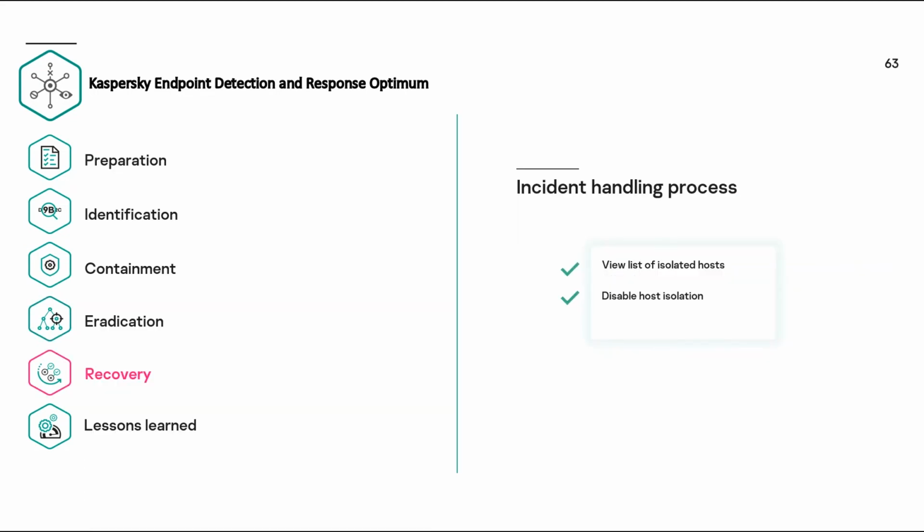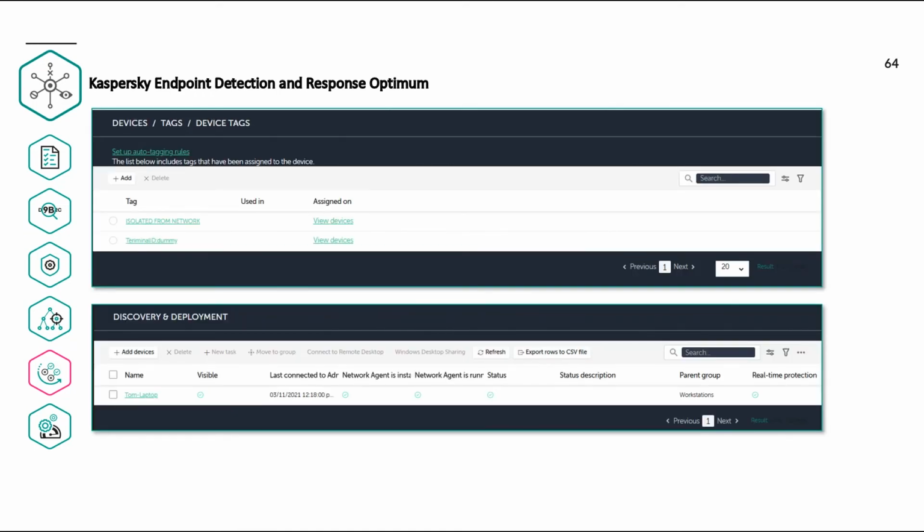Once the eradication is complete, it's time for recovery. Back in the containment stage, remember we isolated a host from the network in order to prevent the spread of an infection. Now that everything is cleared up, we can remove the host from isolation and put it back on the network.